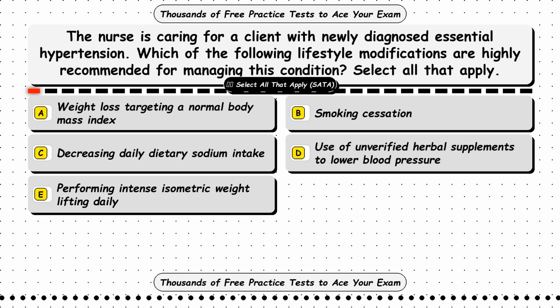Question 136. The nurse is caring for a client with newly diagnosed essential hypertension. Which of the following lifestyle modifications are highly recommended for managing this condition? Select all that apply. Option A, weight loss targeting a normal body mass index. Option B, smoking cessation. Option C, decreasing daily dietary sodium intake. Option D, use of unverified herbal supplements to lower blood pressure. Option E, performing intense isometric weight lifting daily.